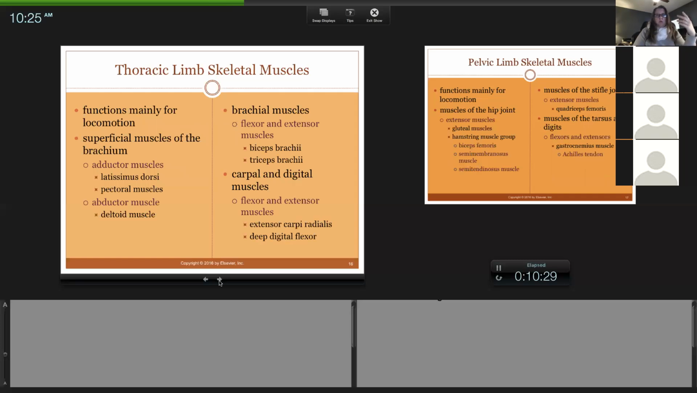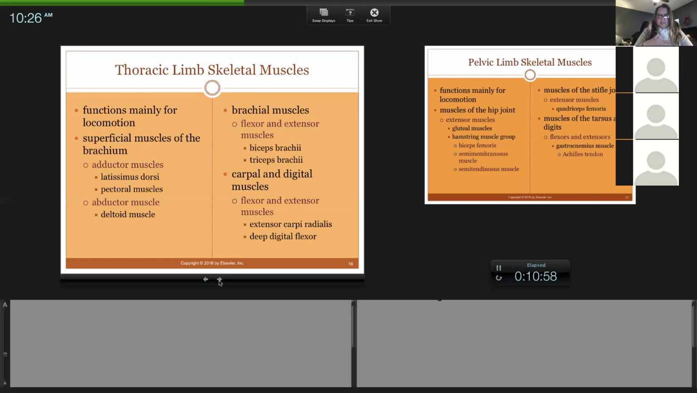Now, the thoracic limb, the forelimb, those muscles of the limb are primarily for locomotion or movement. Let me get my, sorry, I'm trying to get my study guide in front of me a second here. Okay, so when we get into these, we're talking about moving the forelimb.